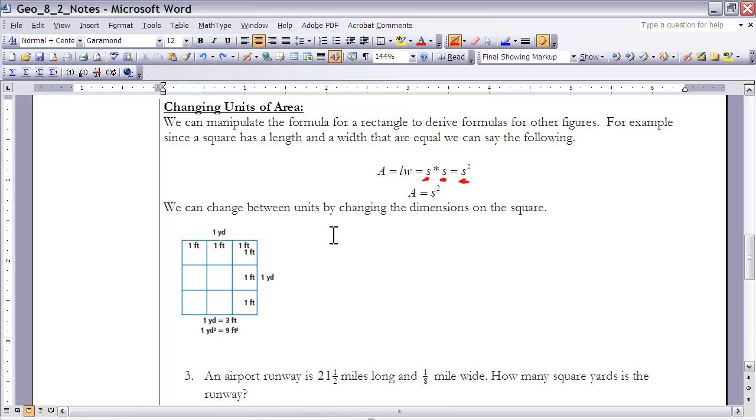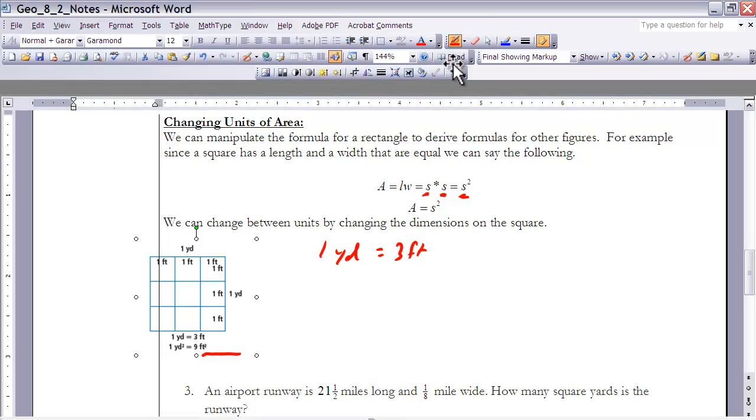Well, I also know that 1 yard is equal to 3 feet. So that means if it's 1 yard going across this way, it's also 3 feet going across that way. And then the same thing going down this side. If it's 1 yard on this side, it's going to be 3 feet on that side. Therefore, if you look at the number of squares that are 1 foot by 1 foot, or 1 square foot, there's actually a total of 9 of them. Therefore, 1 square yard is actually equal to 9 square feet.